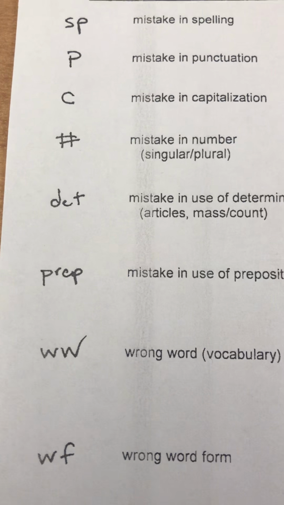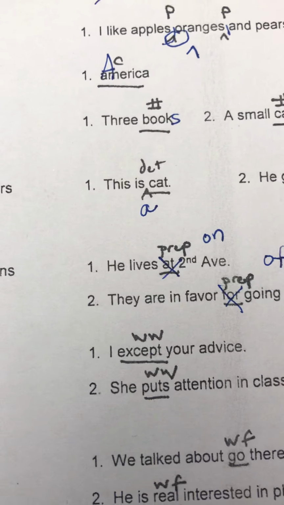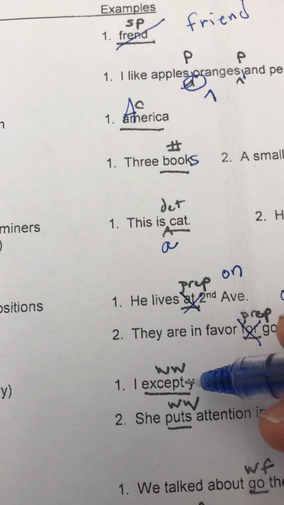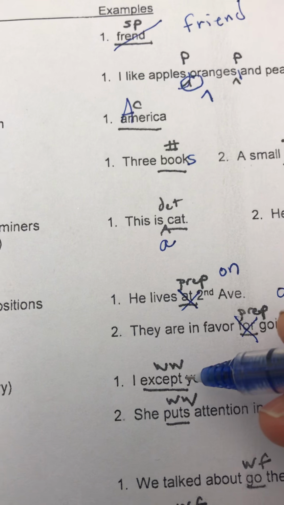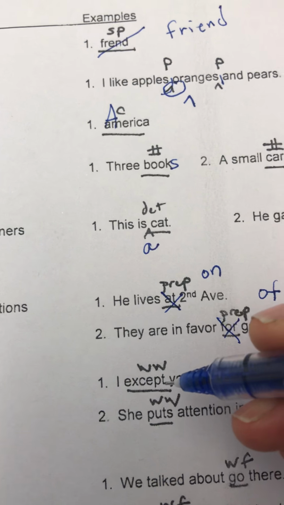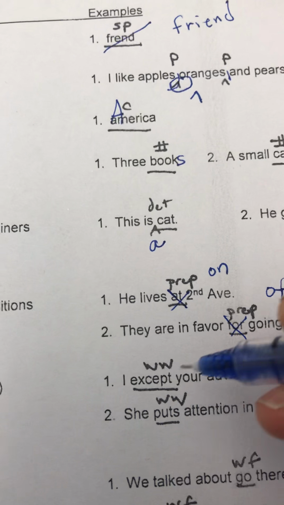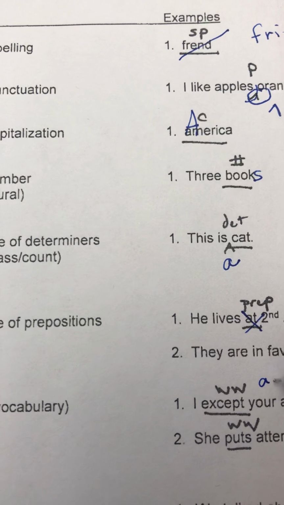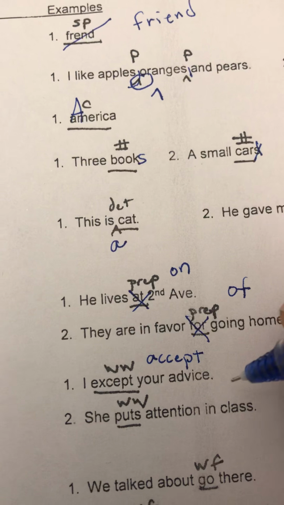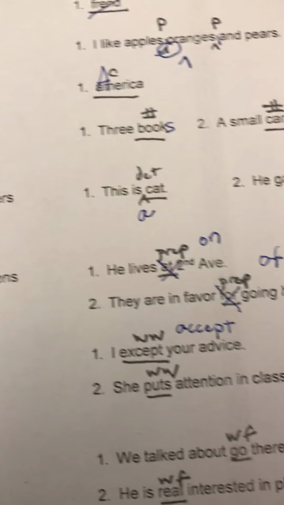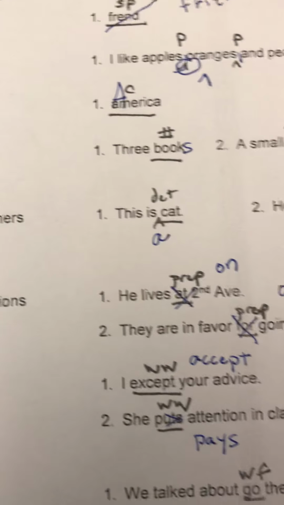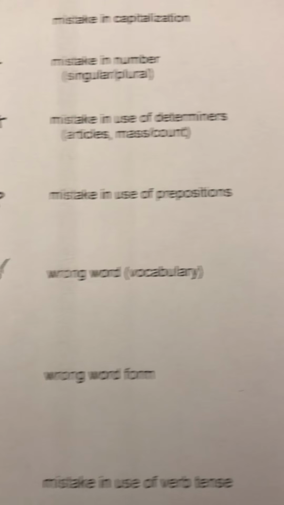The next one, WW, means wrong word. And I accept your advice. So this is not bad spelling because the word accept is actually a preposition. For example, everybody is here except my mom. So accept is the correct spelling there. It's just the wrong word in this example because we need a verb. Accept. I accept your advice. The next one says she puts attention in class. Again, you don't put attention, you pay attention. So she pays attention in class.